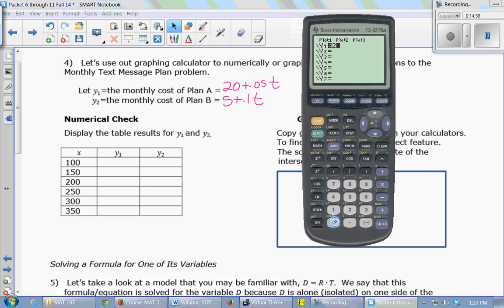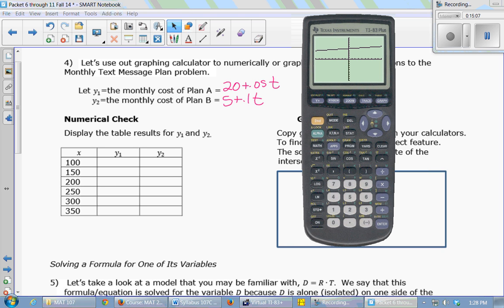And I'm going to graph 20 plus 0.05. Have to use x. There's no t variable in my calculator. And then in y2, I have 5 plus 0.1 x. If I didn't know the answer, I would start with a standard window. So zoom 6. And I have negative 10 to 10, negative 10 to 10.